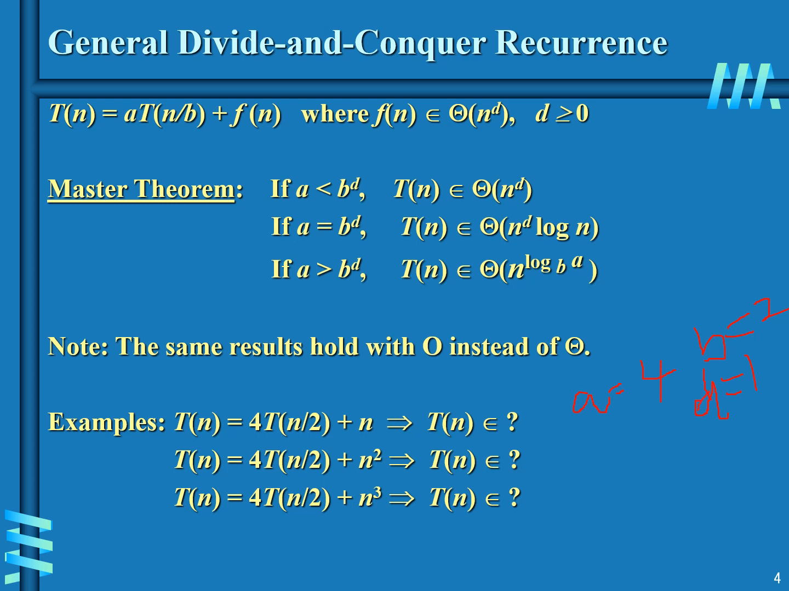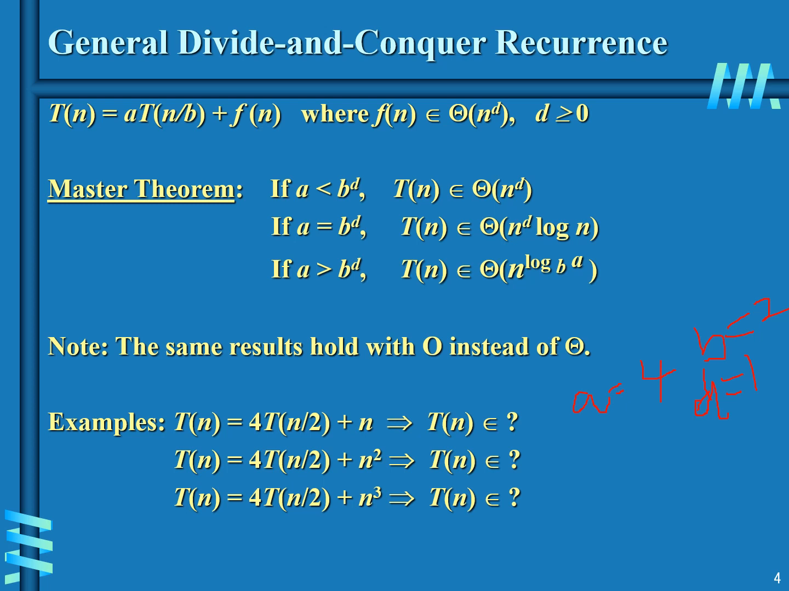Then you find out whether a is less than b to the power d, or a is equal, or a is greater than b to the power d. Obviously a is greater than b to the power d, that is, 4 is greater than 2. So the time complexity belongs to theta of n to the power log a to the base b, that is log 4 to the base 2. That is going to be the time complexity of this.